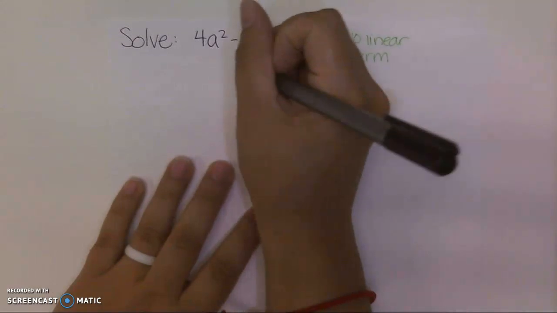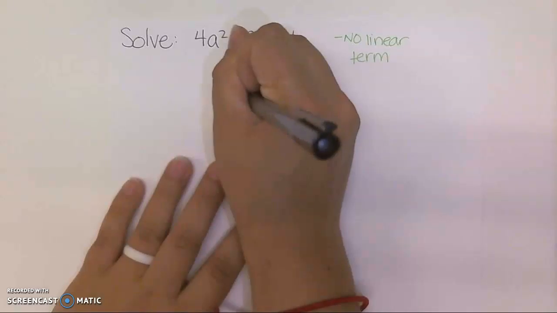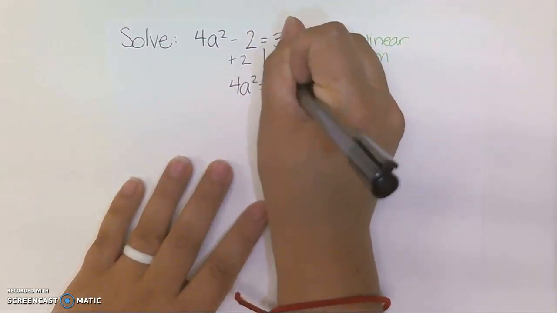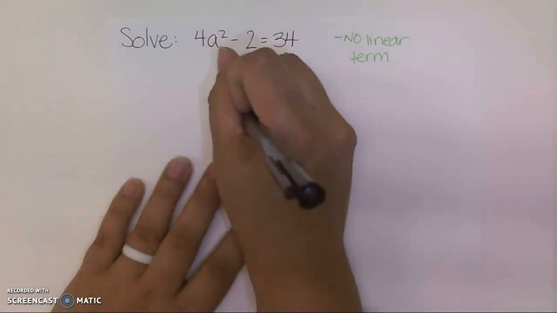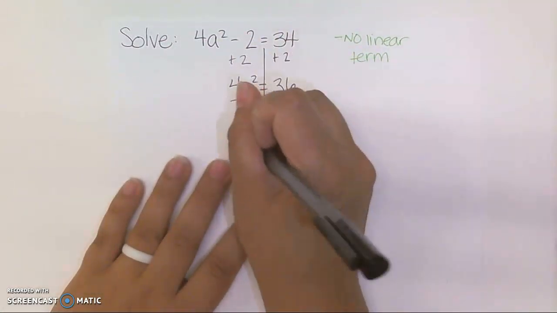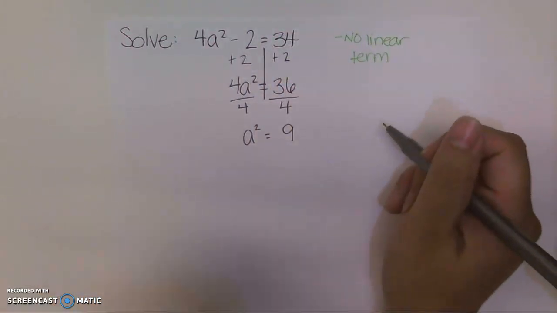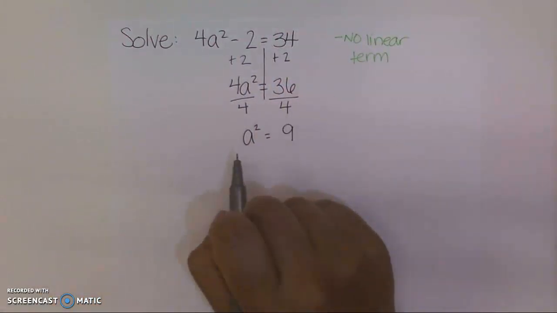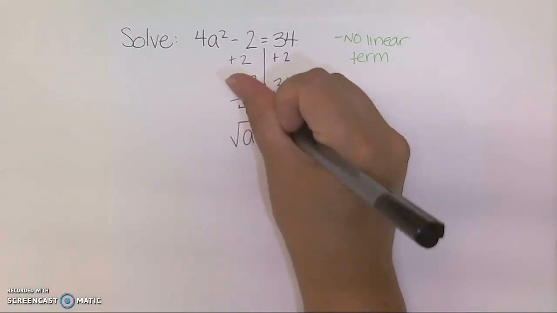So to do that, I'm going to start by adding 2 to both sides. So I have 4a squared equals 36. Again, I want just the a squared alone, so divide by 4. And now that I have it by itself, I know that I can take the square root to get rid of a square. So I'm going to take the square root on both sides.